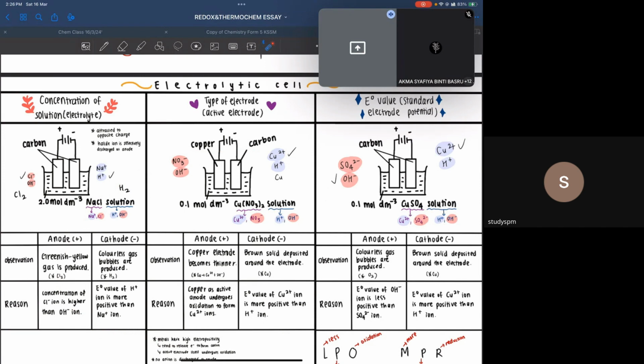Now you know already, oh, why is it like that? Why is it like that? It's better to listen to the explanation rather than just reading, okay, copper electrode because the brown solid is deposited around the electrode. That's an ineffective study method. Reading is not effective. You must know the reason behind it.